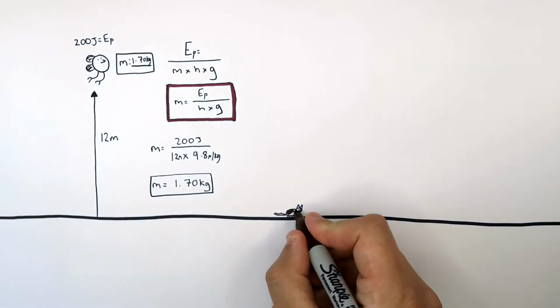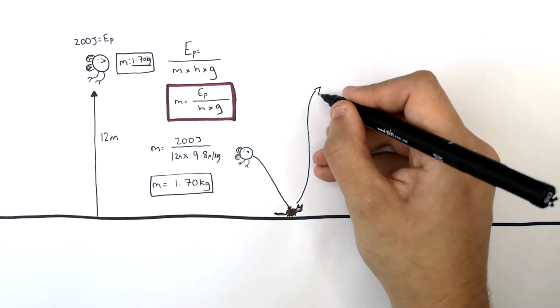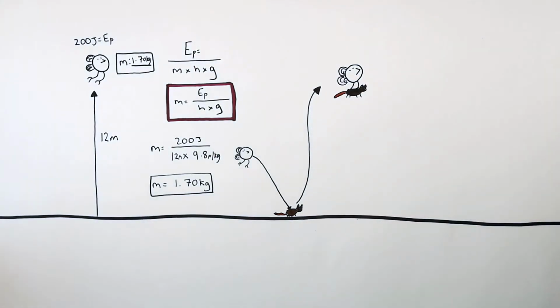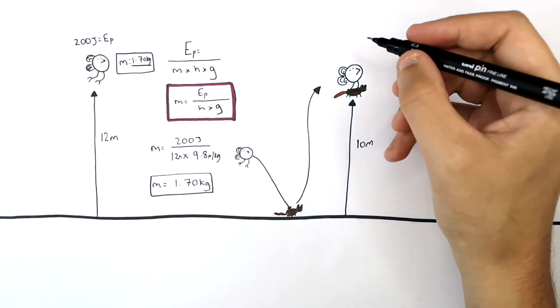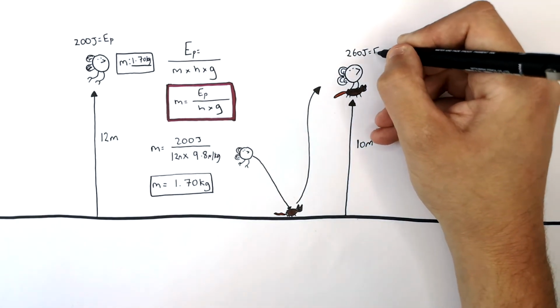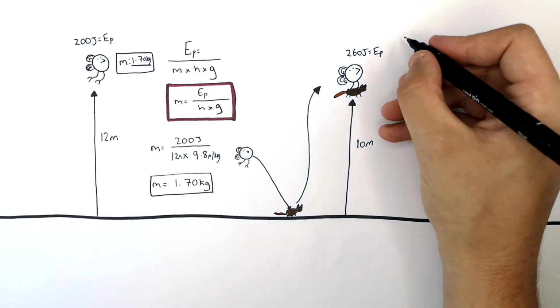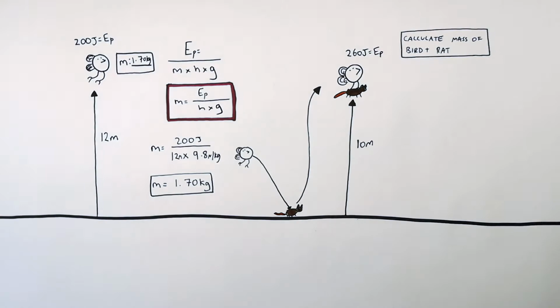So the rat on the floor. The bird drops down to catch the rat and then flies off with the rat. So the bird and the rat are now 10 meters above the ground. The combined gravitational potential energy store of the bird and the rat is 260 joules. So you can pause here to calculate the mass of the bird and the rat. I will go through it with you.